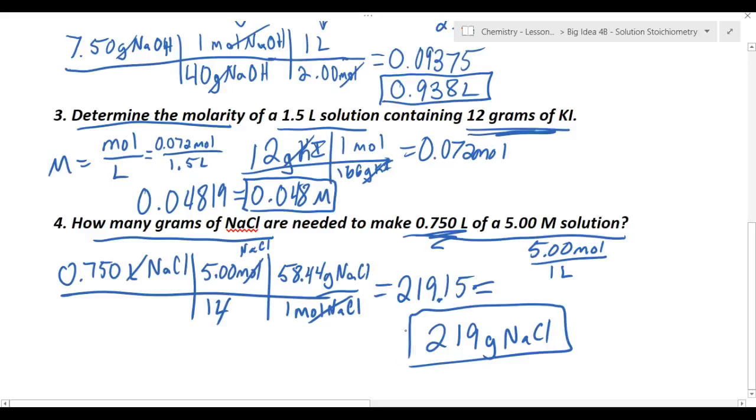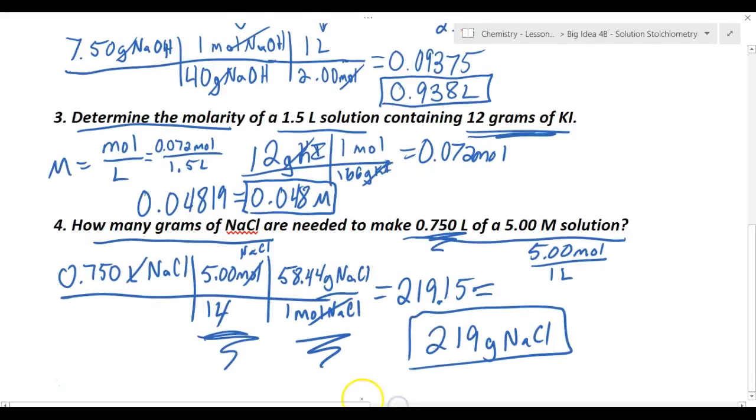So just like that, we were able to convert from liters to moles using our molarity as our conversion factor, and then from moles to grams using our molar mass as our conversion factor.